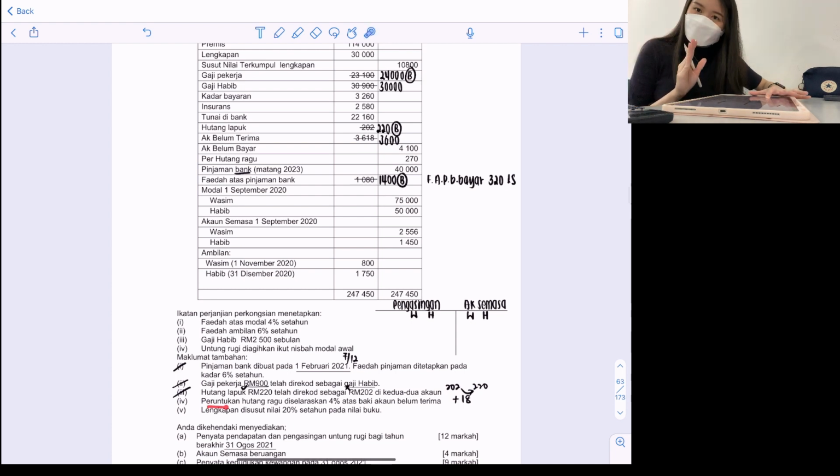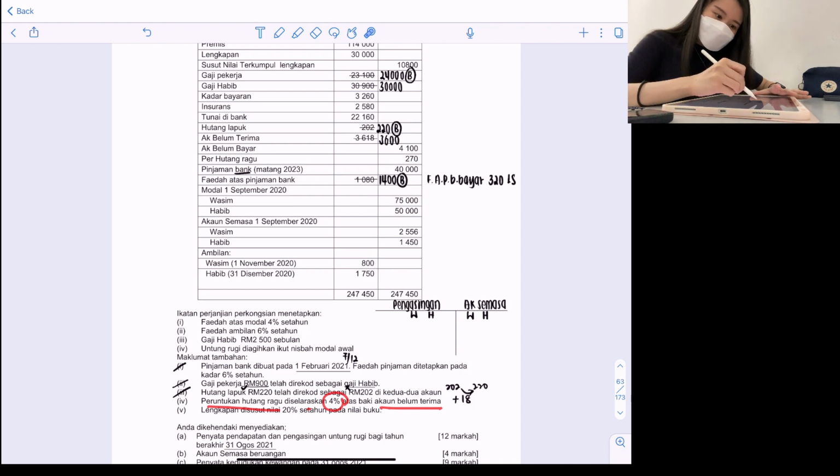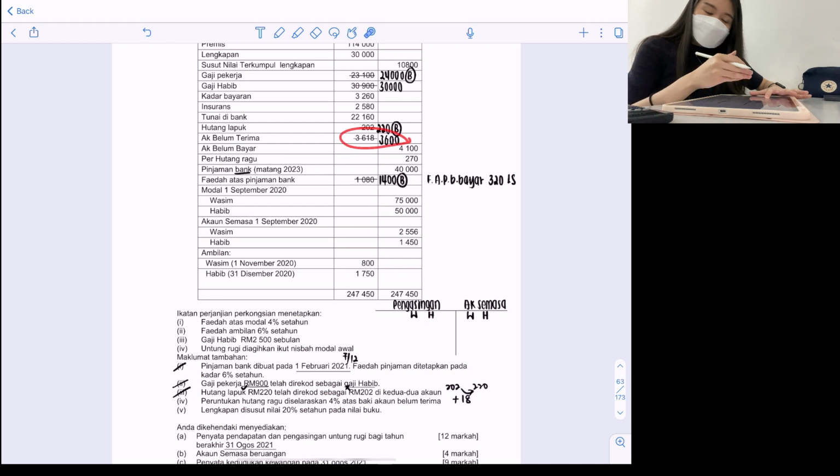Alright, so here you see is exactly what they wanted. If you did the hutang lapor wrongly to your account belum terima, maybe you have added in 18 into your 3618. So if you did that, it will affect the coming up PHR's figure to be different compared to the answer at the back. So make sure that you fully understand what's the meaning of hutang lapor first, then only you start. Alright, so 4%.